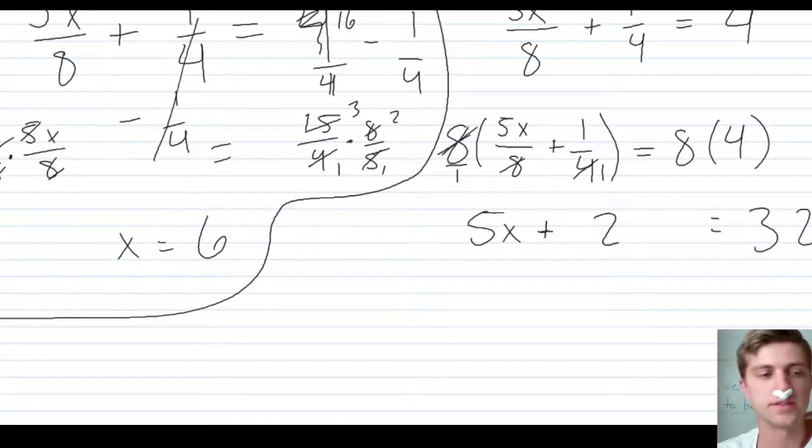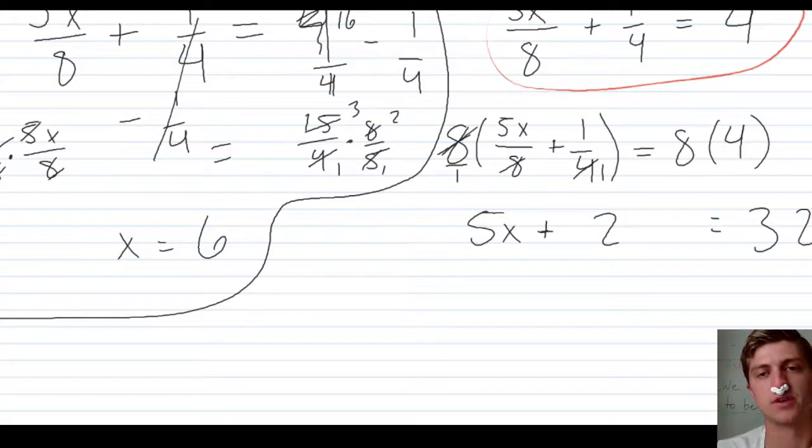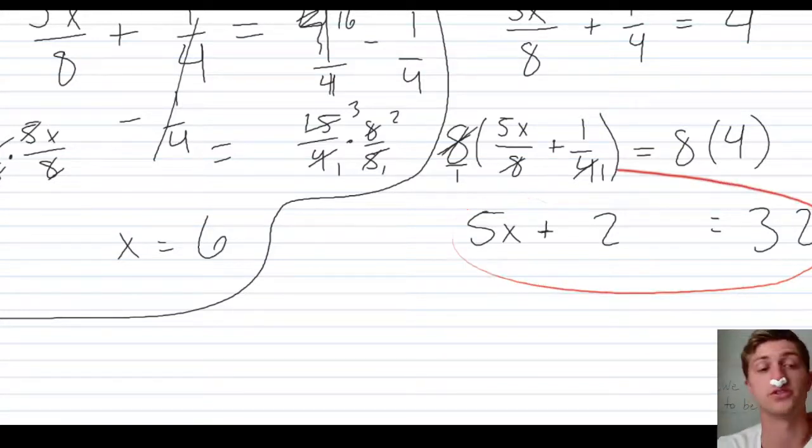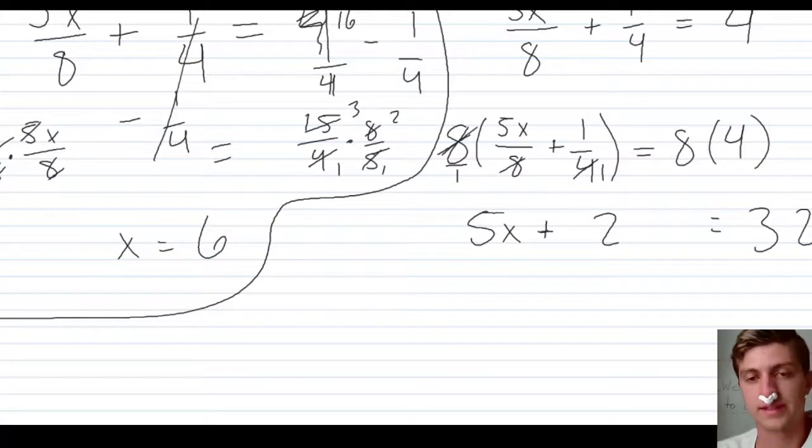So look, this is the problem we have now. We have 5x plus 2 equals 32. By doing this clearing of fractions, we were able to turn all these fractions into whole numbers, which are a lot easier to work with. And let's solve this problem normally. We got 5x plus 2 equals 32.